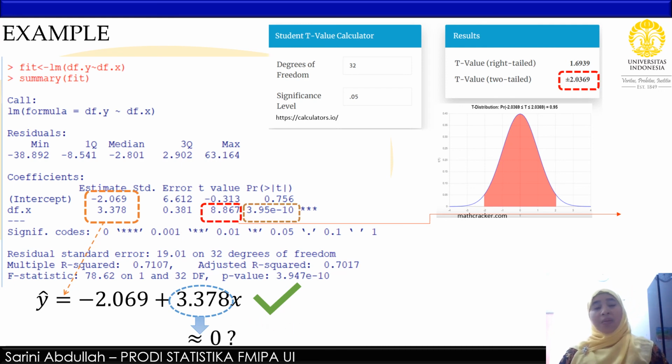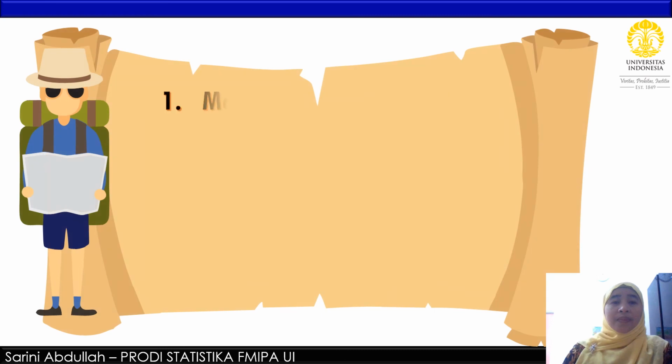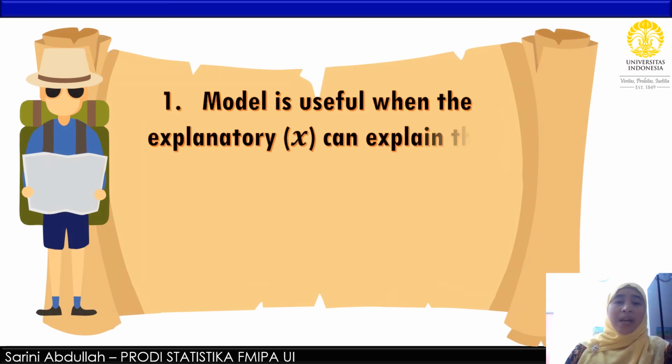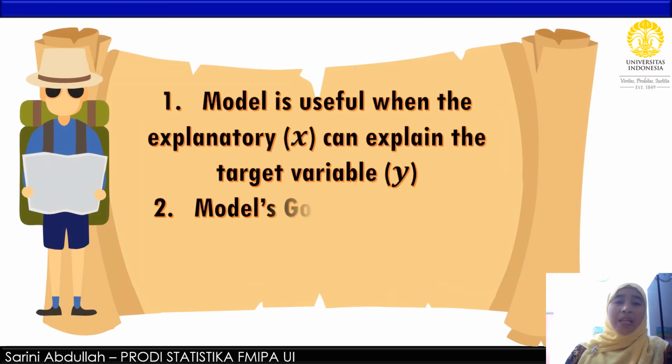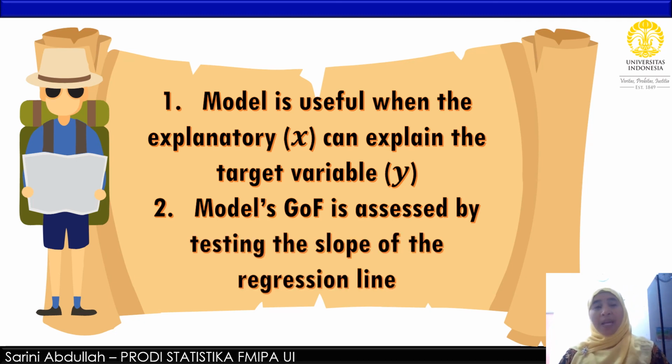Once we get that conclusion, then we are ready to use our result for interpretation and do the prediction. So again, we learned that the model is useful when the explanatory variable can explain the target variable, and the model's goodness of fit is assessed by testing the slope of the regression line.